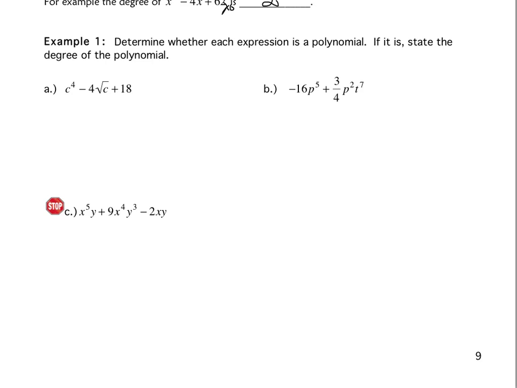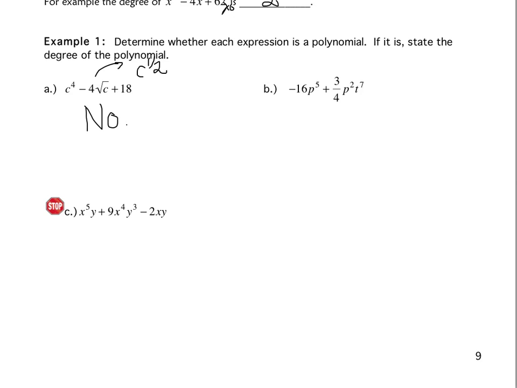So looking at this first one, we have c to the fourth minus 4 times the square root of c plus 18. So the first exponent is 4, so that's fine. The second exponent, you guys technically don't know this yet, but if you have the square root of something, it's like it's raised to the power of 1/2. So automatically that makes it not a polynomial because that exponent is not a whole number or 0.